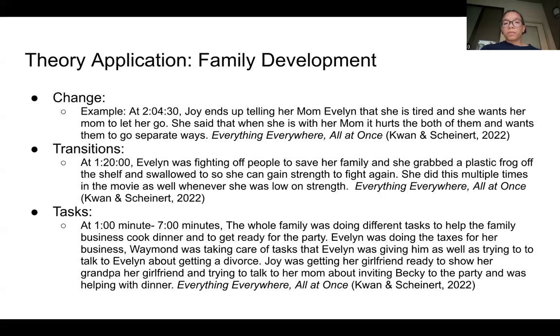I really liked this movie, Everything Everywhere All at Once. I did think it was a little bit chaotic, because there's so much going on in the whole movie. But for family development, for change, the example was at 2 hours and 4 minutes, where Joy ends up telling her mom, Evelyn, that she is tired and she wants her mom to let her go.